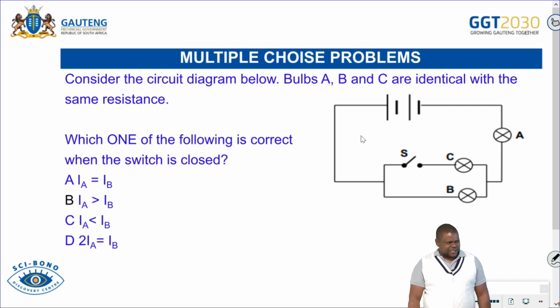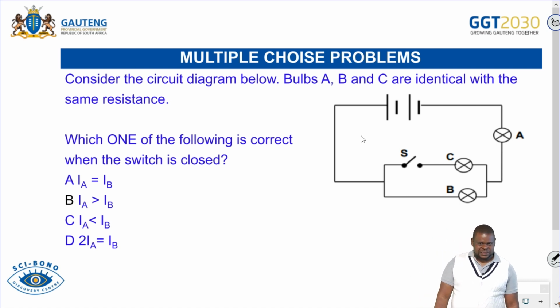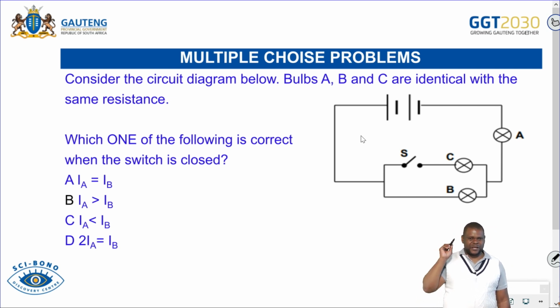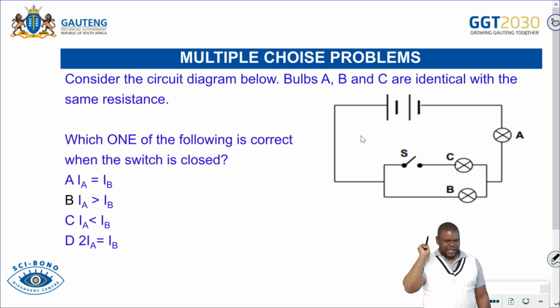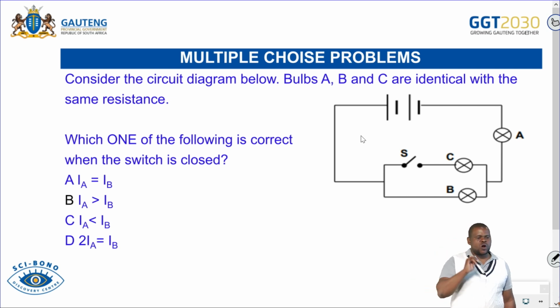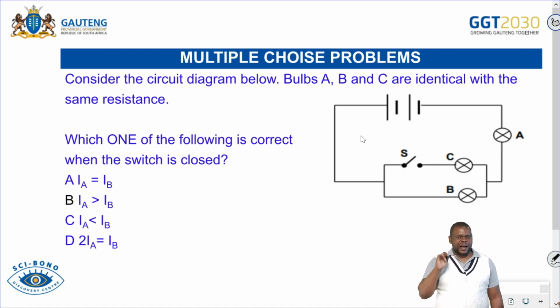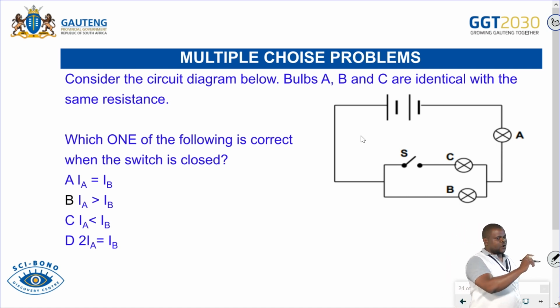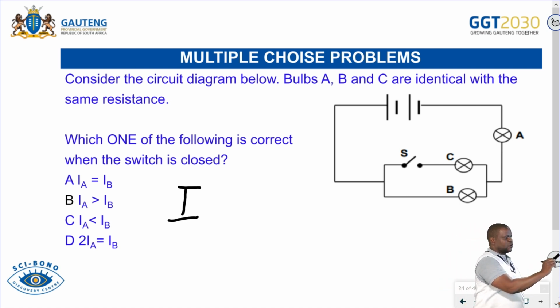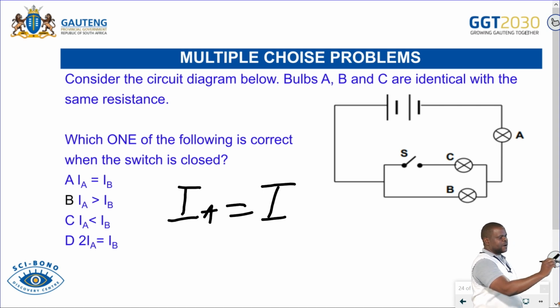Okay. What is the correct answer, grade 11s? We know that a current in parallel is being divided. That means for the current that is passing in bulb A, you need to add the current that is passing on bulb C and the current that is passing on bulb B in order to get the current that is passing on bulb A. That means the current that is passing on bulb A is greater than the current that will be passing on bulb B. What does that mean? That means we're going to say that the current that is passing on bulb A will be equal to the current that is passing on bulb B plus the current that is passing on bulb C.